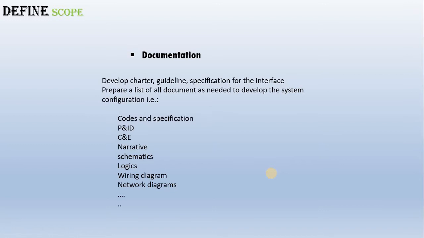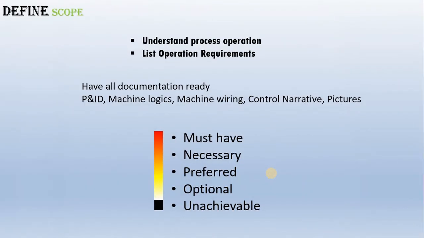The first thing in the definition phase is we need to define our scope. So you have to bring all your documentation together. The first things we have are the code and specification, P&IDs, cause and effects, narrative, etc. This is all the data you need to design your system, so you need them to be ready. You have to sit with the operation. INC, no matter how good you are, operation and process are the users of the system, and they have to give us what they really need from the system.